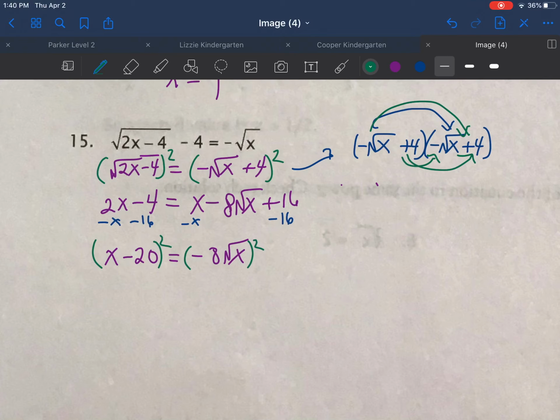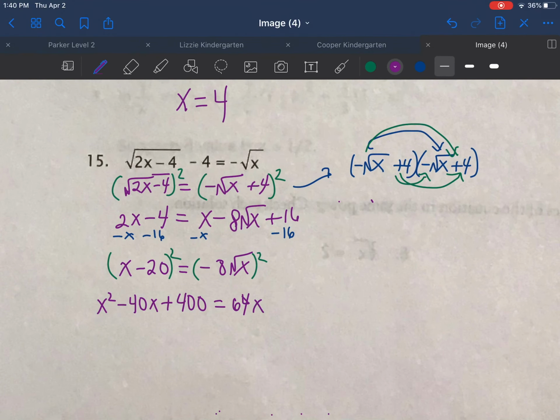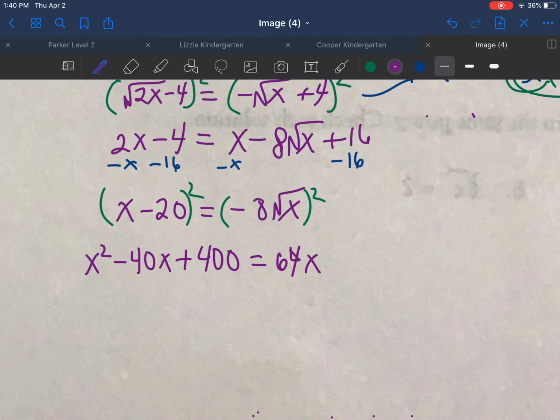Lucky for us, we have another binomial squared. So x minus 20 squared is going to be x squared minus 20x, which would be minus 40x. Negative 20 times negative 20 is plus 400. Negative 8 square root of x squared. So negative 8 squared would be 64. Ooh, that was ugly, but you get the idea. Root x squared would just be x. We've got 64x. Whenever we have a squared term and a linear term, we have to solve by factoring.